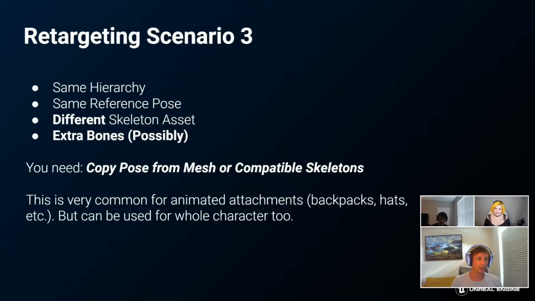So what we recommend then is using something called copy pose from mesh. And so the way that works is you import your skeletal mesh, say your backpack or your character with a ponytail, but you import it on its own unique skeleton asset. So all those unique bones go into a different skeleton asset. Now the problem there, of course, is you can't now share animations because they're on a different skeleton asset. So we provide this solution called copy pose from mesh. I think I have a picture of it here. So we'll go into details on that.